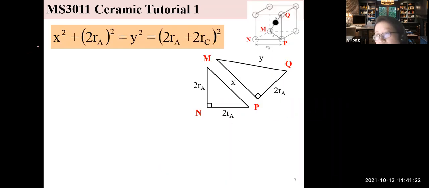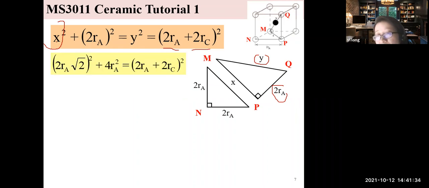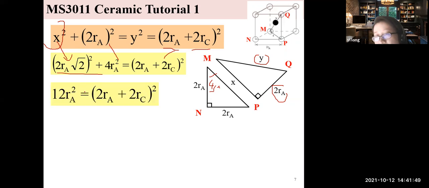Okay, so now we have X plus 2 RA. We use this MQP equals Y. So Y we just said is 2 RA plus 2 RC. So then we just extend. This X equals 2 RA times square root 2, because we said this is 45 degrees. Then plus this one, plus this one. Then you can just expand this. You will get 12, right? Because this is 8, plus 4 equals 12. So 12 RA squared, and then you have 2 RA plus 2 RC.